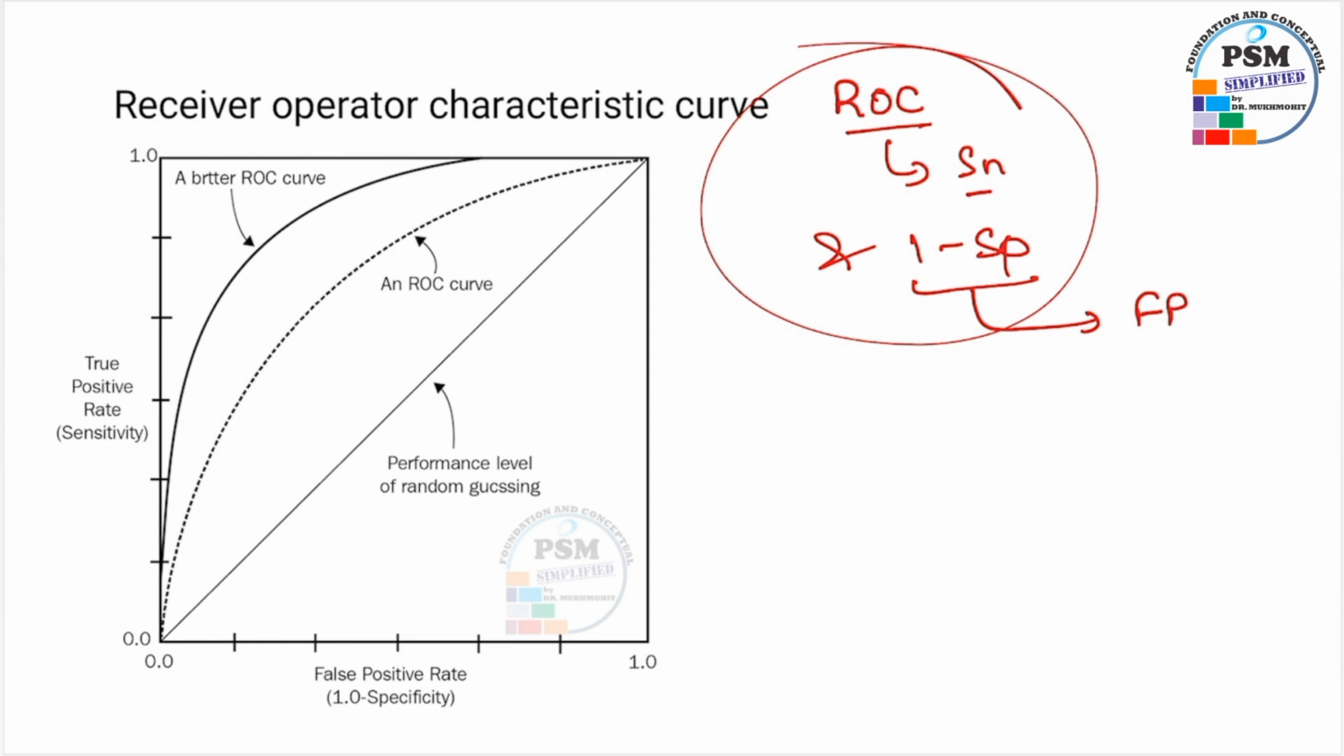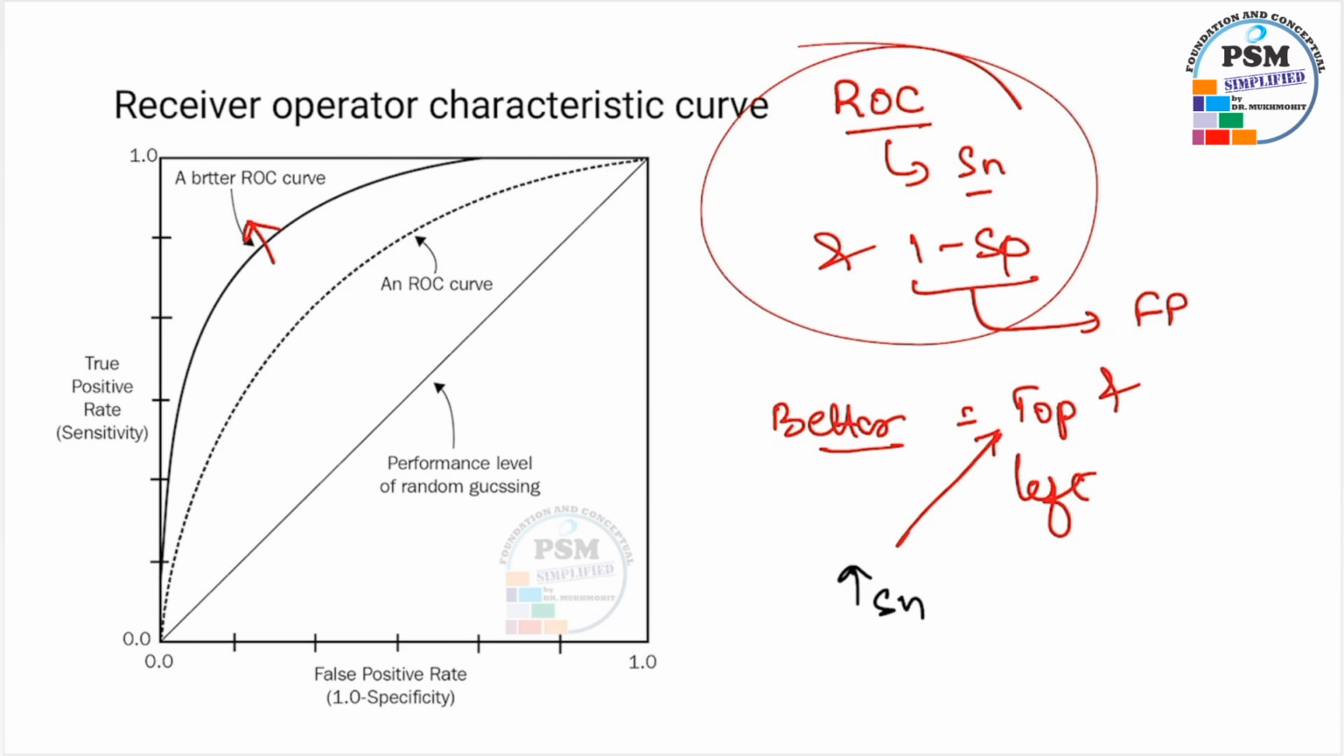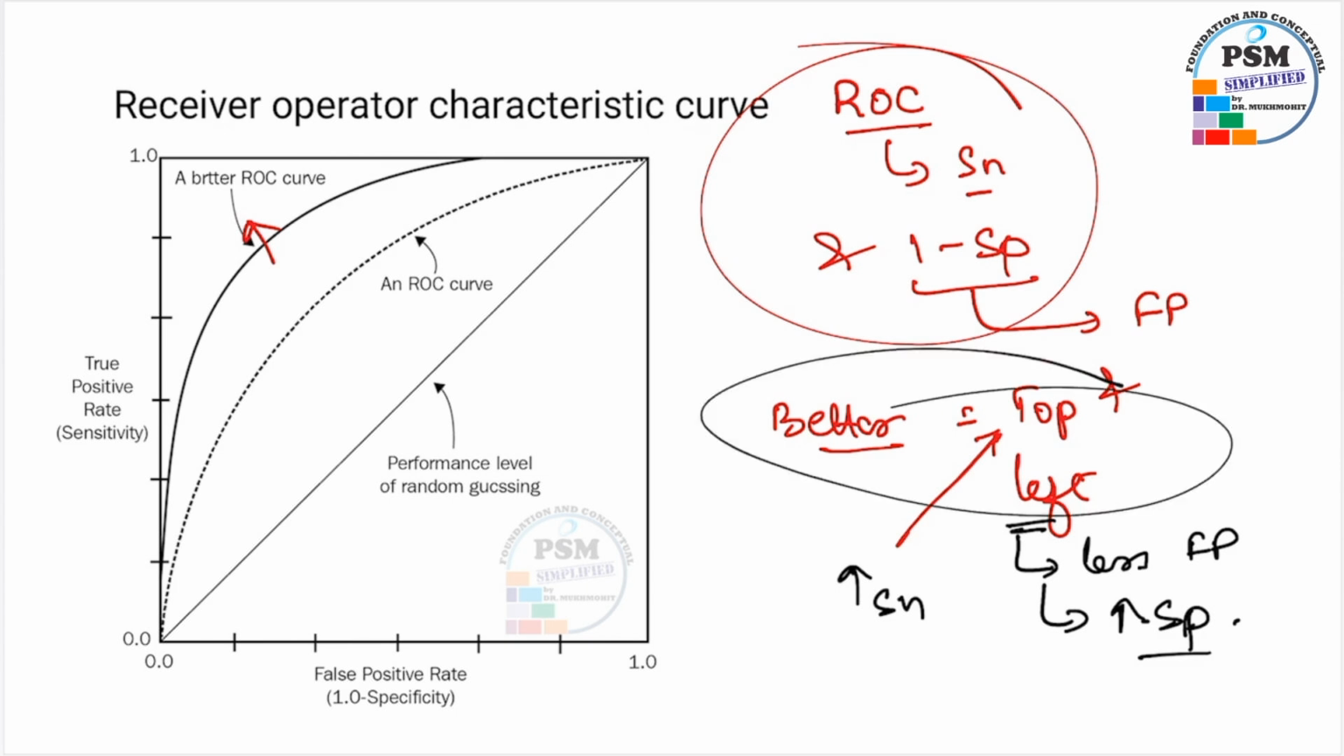So for the ROC curve, the better curve will always be the one which is on the top and left. Why do I say top? Top means it should be more towards the top side, which means there should be more sensitivity. Why do we say left? That means there should be less false positives, which indirectly means more specificity. So which is a good test? A good test is one having high sensitivity and high specificity. That is, on a ROC, it should be more towards the top and the left.